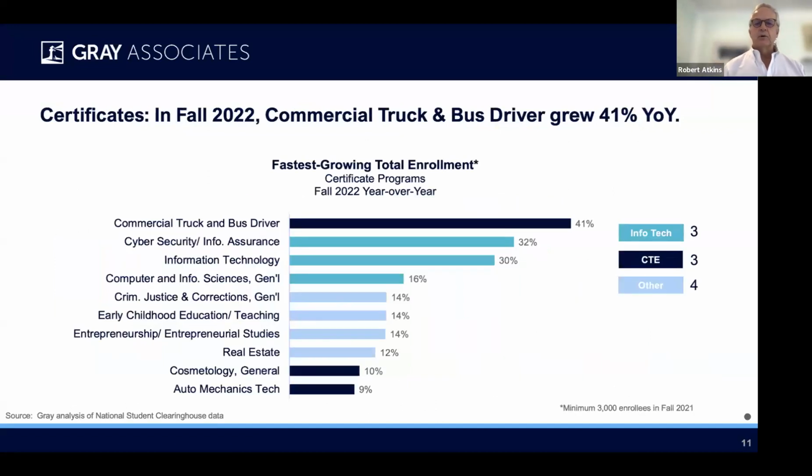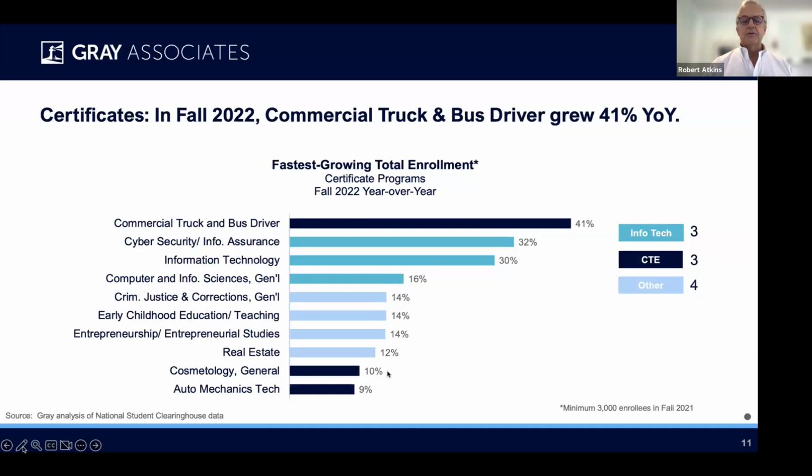Now, let's take a look at what grew. We'll look at this in 2 groups, certificate and associate level programs. CTE is a pretty good showing here. 3 of our top 10 programs are CTE. Commercial truck and bus driver, number 1 with 41% growth. Pretty impressive, very strong job market for that as well.